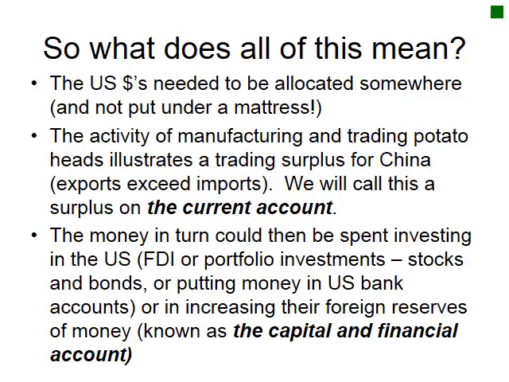So what does all of this mean? The US dollars needed to be allocated somewhere, and as I said, not allowed to be put under a mattress. The activity of manufacturing and trading potato heads illustrates a trading surplus for China, where exports exceed imports, and we call this a surplus on the current account. The money, in turn, could be spent investing in the US, FDI, foreign direct investment, or portfolio investment, stocks and bonds, putting money in US bank accounts, or increasing their foreign reserves of money. All of these four other options are known as the capital and financial account.